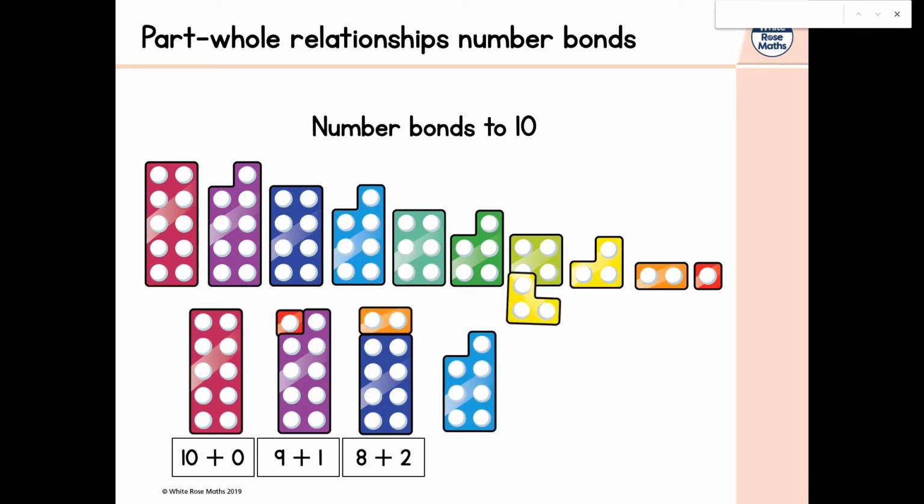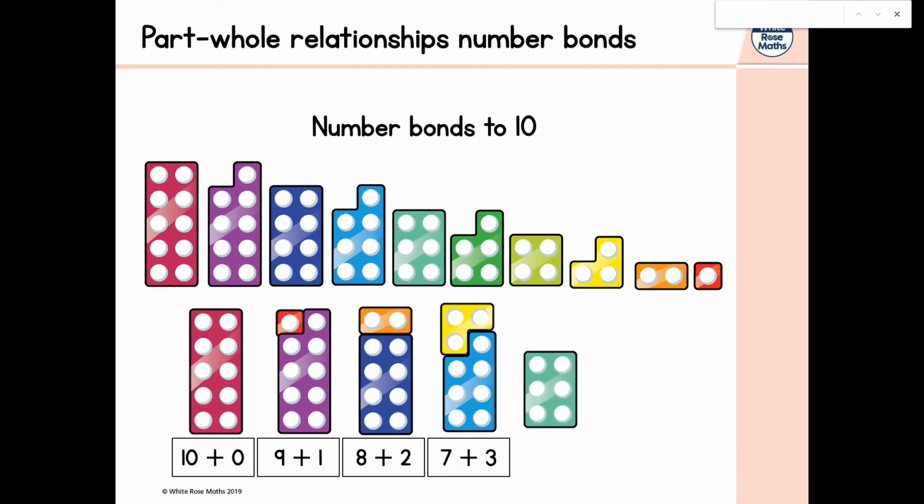7 plus 3 makes 10. Are you noticing a pattern here? I'm noticing that each time the block we begin with gets one smaller, the block we add is one larger. So our last number bond was 7 plus 3. Can you guess what our next number bond will start with? Exactly. 6 plus 4. 6 plus 4 is 10.